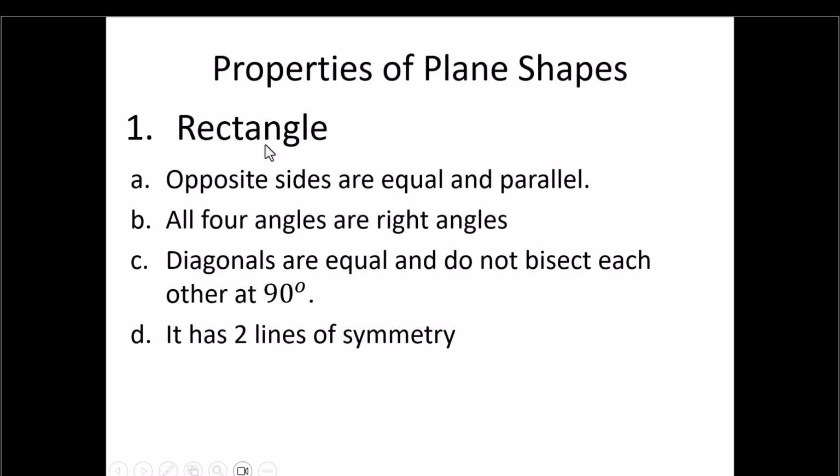The first shape I'm going to look at today is the rectangle. This rectangle, as we already know, is a plane shape that has two opposite sides that are equal and parallel. So these are the properties of a rectangle: opposite sides are equal and parallel. All four angles are right angles. Diagonals are equal and do not bisect each other at 90. That means the angle at which the two diagonals meet is not 90 degrees. Take note of that. Then it has two lines of symmetry.